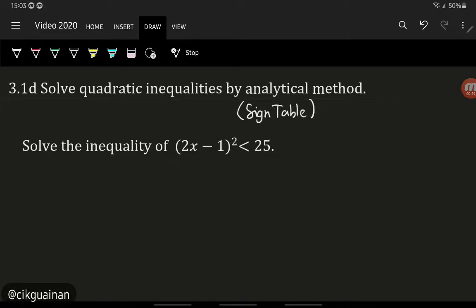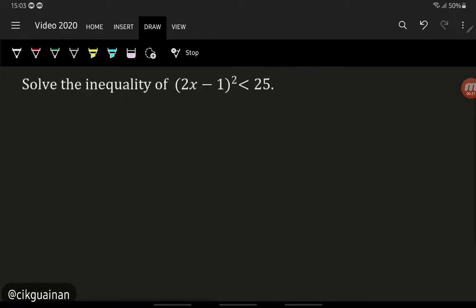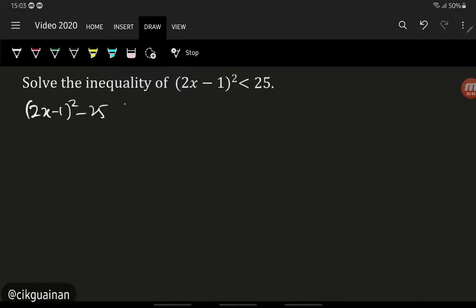So first thing first, we have to make sure the right hand side of the inequality equals 0. We must make it equal to 0. So 25 is just moved over there. So what we have is (2x minus 1) squared minus 25 less than 0. The second step is to make sure the x squared is positive.